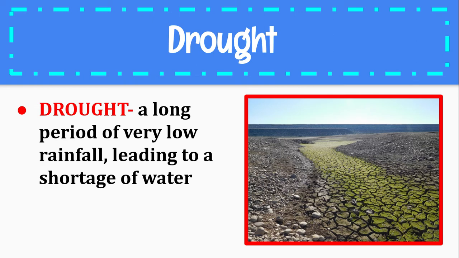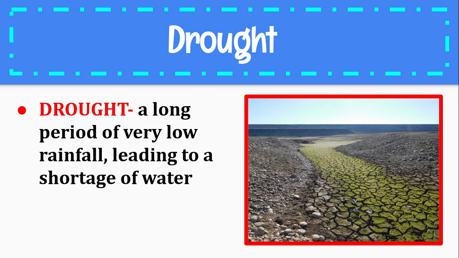Drought. Drought is not one that we think of all of the time with severe weather, but it is considered severe weather because it is the lack of precipitation that defines a drought. It's a long period of very low rainfall, leading to a shortage of water. So when you don't have rain for a very, very long time, the area is going to become dry. Now, drought can also lead to wildfires. I didn't put wildfires as an actual severe weather because that is something that can be caused by severe weather.